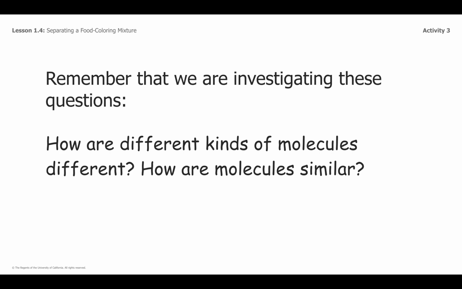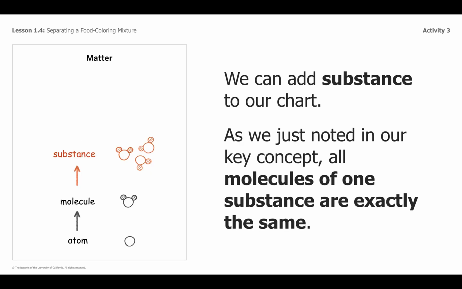Remember, we're investigating these questions. How are different kinds of molecules different? How are molecules similar? We can add a substance to our chart, and as we just noted in our key concept, all molecules of one substance are exactly the same. So an atom is the smallest particle of matter, a molecule is made of several atoms, and a substance is made of one type of molecule.